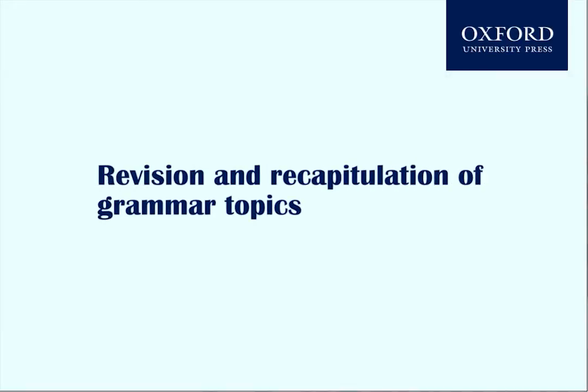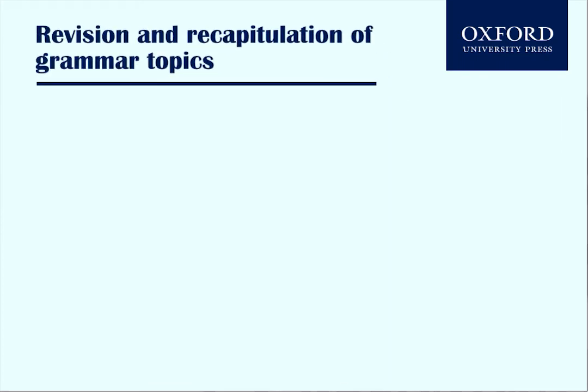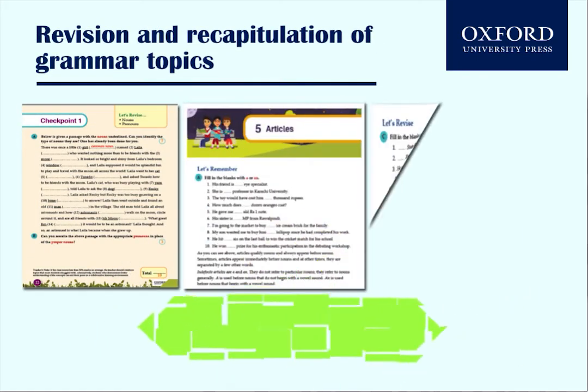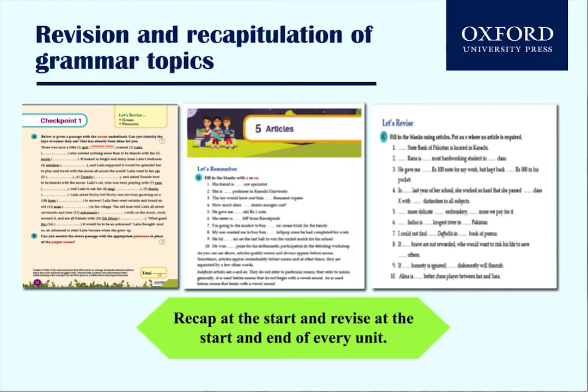Here is an example of revision and recap of grammar topics from the teaching guide for Book 3. There's a checkpoint which can be used to monitor, revisit, and assess learning. There's also an answer key provided for all the exercises given in the student books. We have Let's Remember for the articles to revisit the concept of a and an, and then Let's Revise to recap what has been taught.